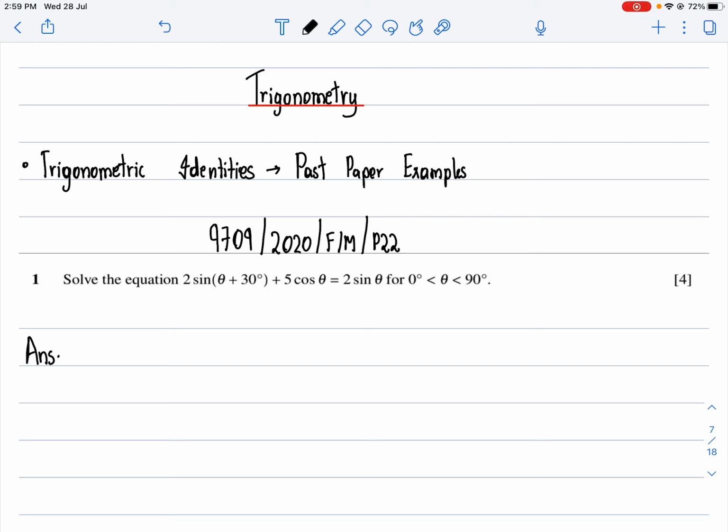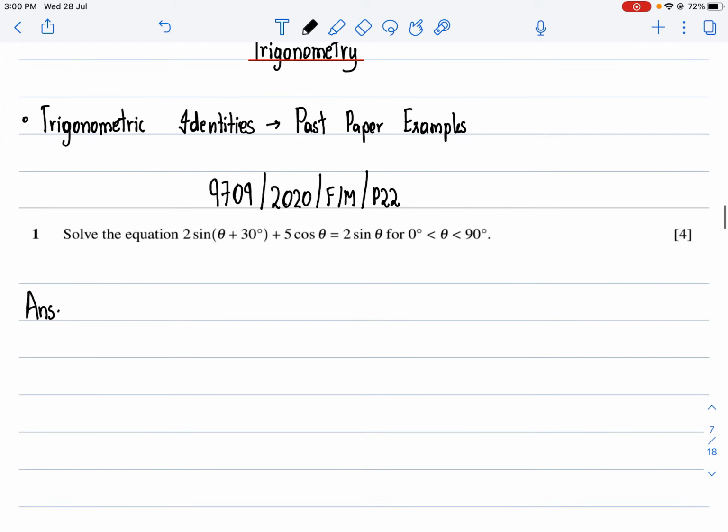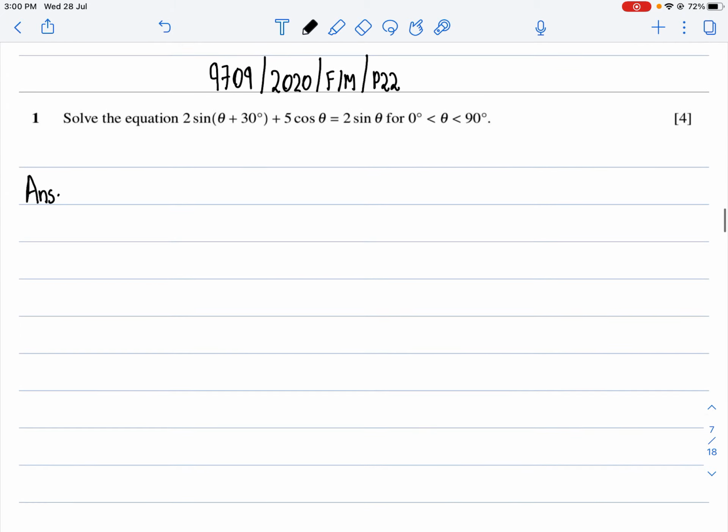Today we'll be doing the past paper examples of all the identities. From the last 5 videos, we have been doing only the concept. So now, as promised, we'll be doing the past paper examples, so that you know how to apply the concept which you learned. Now let's start with the first past paper example.